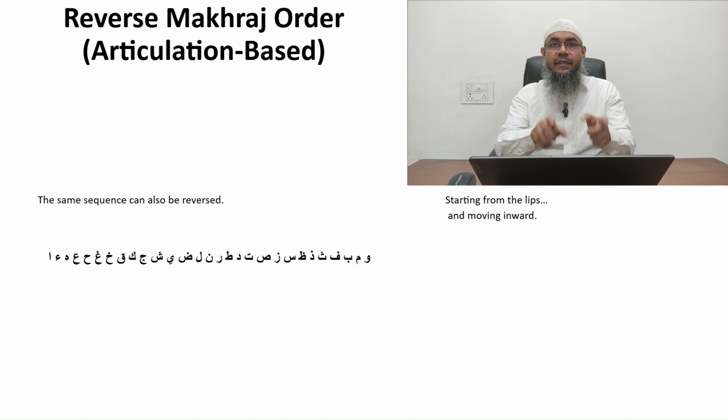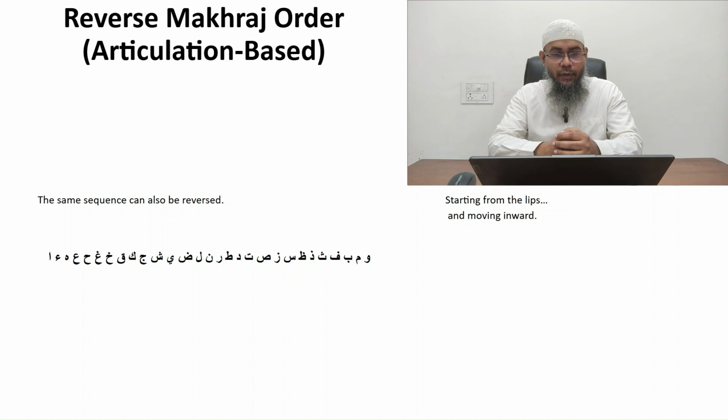The same sequence, meaning the makhraj order, can now be reversed, and hence the term reverse makhraj order. And as I said, this is a term that I have coined. I'm not sure if there are others who have coined the same term as well. But then again, the same letters, but in this specific sequence, basically the reverse of the makhraj order, starting from the lips and moving inward.